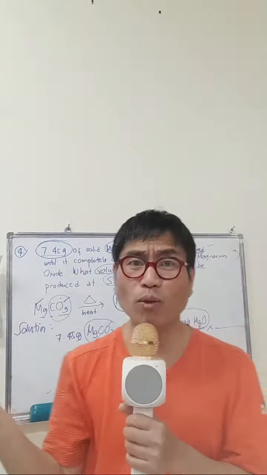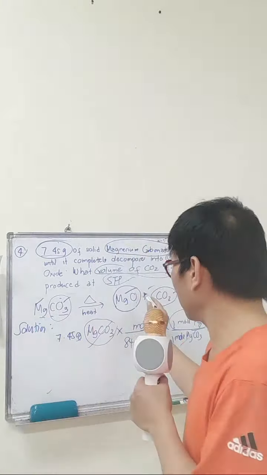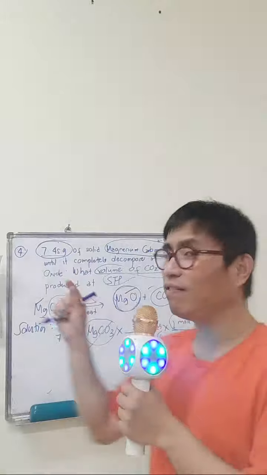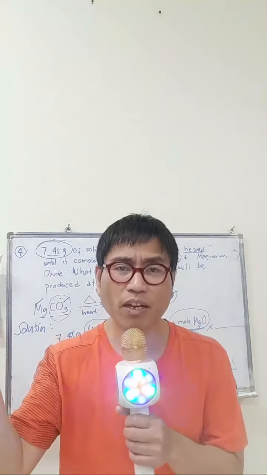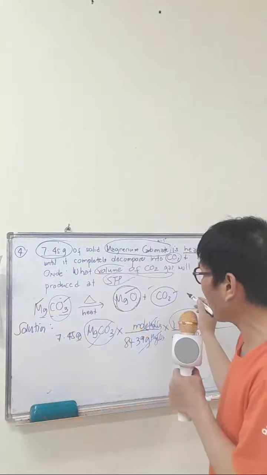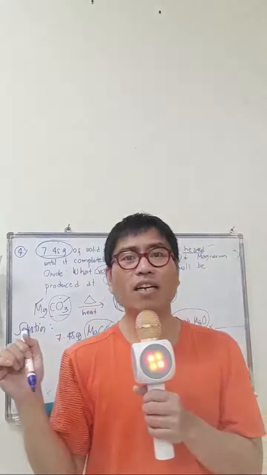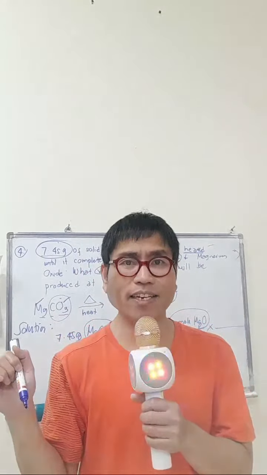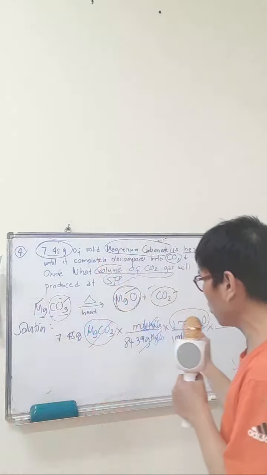Do not use the 22.414 liters, because magnesium carbonate and magnesium oxide will precipitate as a solid residue. It will never vaporize to the atmosphere. Only the carbon dioxide will vaporize into the atmosphere. So it's exclusively the CO2 that will act as an ideal gas, no other in this particular chemical reaction.